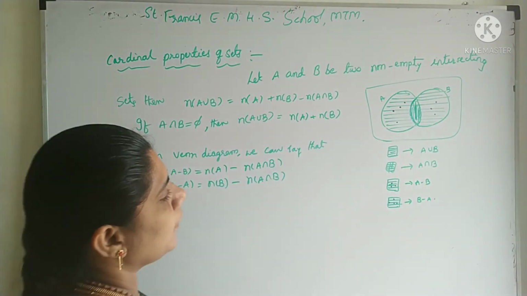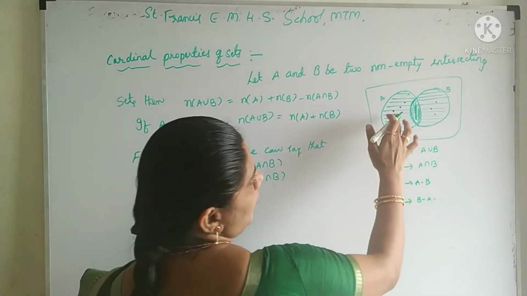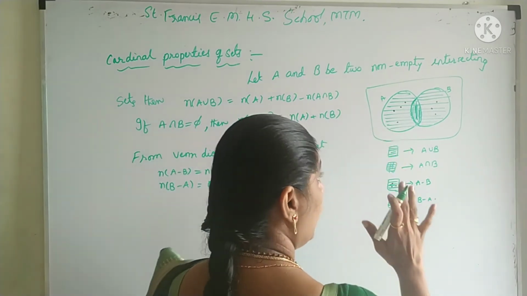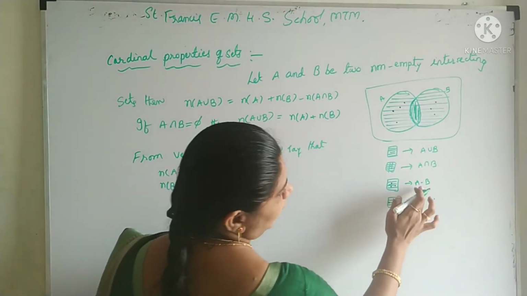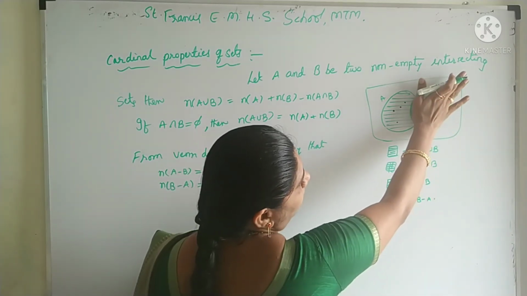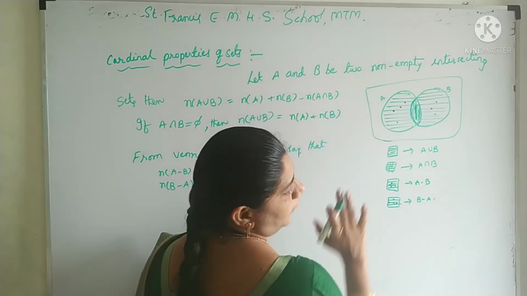Now here I have given black dots. Those are the elements of A only. They are not common to B. So that's why it is A minus B. See, like this, A minus B: B should not intersect with A. Only A elements.